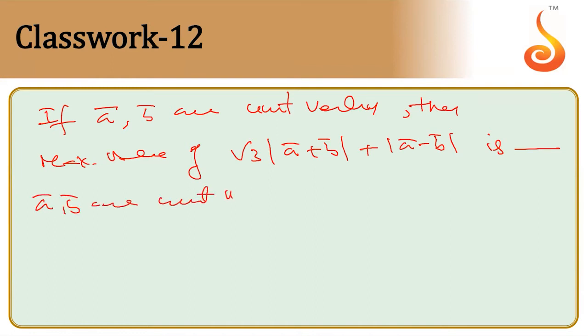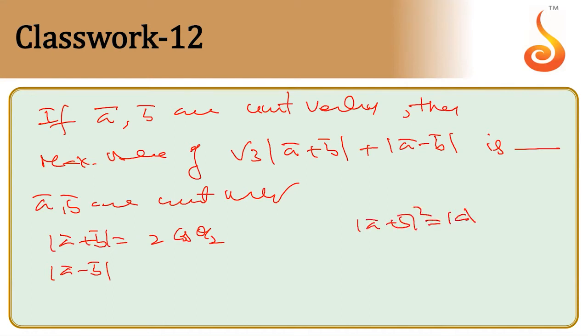They have one property. Then modulus of a plus b, this is also a very important property: 2 cos theta by 2. And modulus of a minus b is 2 sin theta by 2. Basically, when you solve the square of a bar plus b bar, you can take modulus a square, modulus b square plus 2a dot b. Look at here, modulus a square is 1, plus 2 into a dot b, which is cos theta.